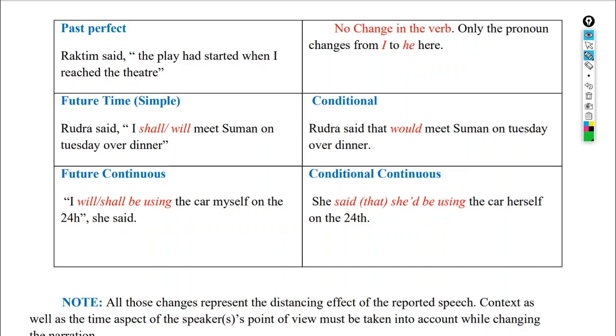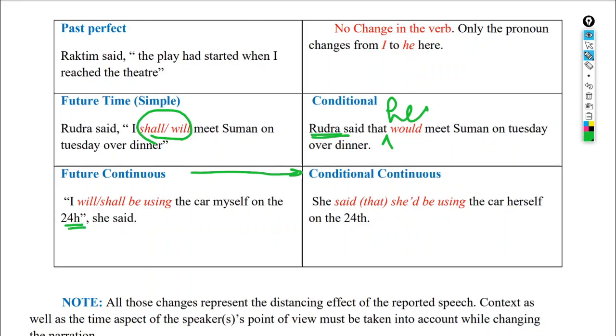Now when the tense here is the future tense, then what will be the change? These are very simple. So when shall or will is there, that will be transformed into should or would on the basis of the reporter or the subject. Here you see, Rudra said, "I shall or will meet Suman on Tuesday over dinner." Rudra said that he would meet Suman on Tuesday over dinner. Future continuous. That will be conditional continuous. "I will or shall be using the car myself on the 24th."